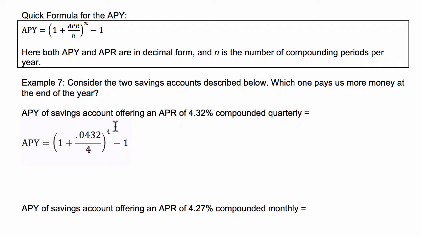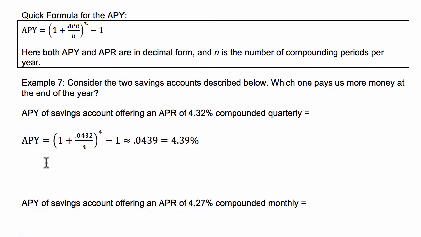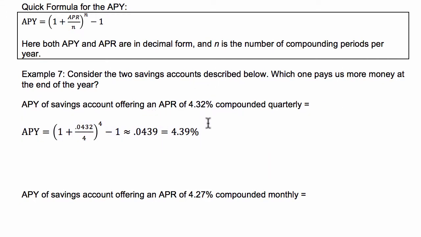Once inputted into my calculator, I get that the APY is approximately 0.0439 or 4.39%. Notice that the APY should always be greater than or equal to its equivalent APR, because the compounding associated with the APR makes the actual percentage return in a year greater than or equal to the interest rate we use when we're doing our computation.